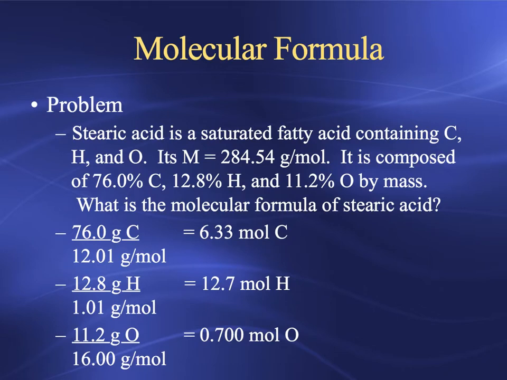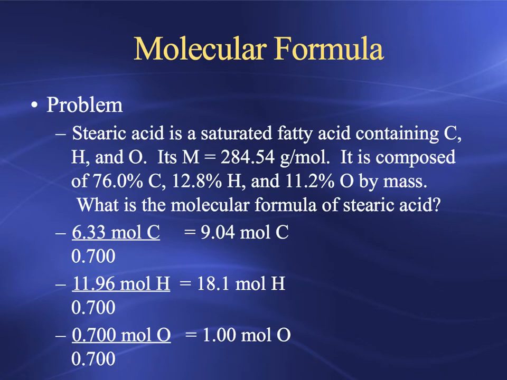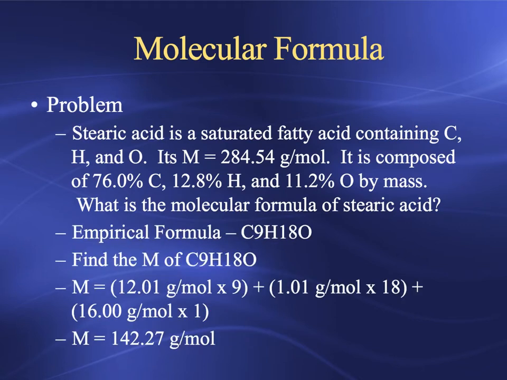Okay, so our next step is going to be divide by whichever one is the least, and that is that number right there. So divide them all by 0.700. We get 9.04, 18.1, and 1.00 moles of oxygen. Again, you've got to remember these are measurements. They're not exact values. So we're looking very closely to 9, 18, and 1. So the empirical formula we've come up with is C9H18O.